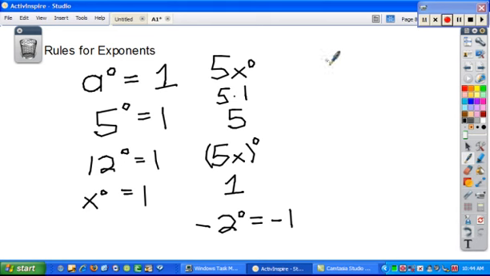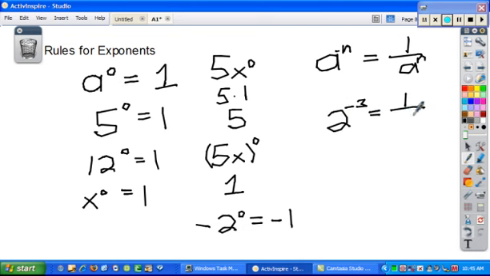Okay. Now, another thing that you do with exponents is if you raise them to a negative power, a to the negative n, you can just flip that, write 1 over a to the n. So, for example, 2 to the negative 3, I will take that and flip it, and it becomes just 2 to the 3rd. And 2 to the 3rd, be careful, it's not 6, it's 2 times 2 times 2. It's going to be 1 over 8.